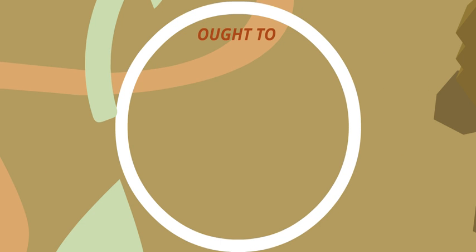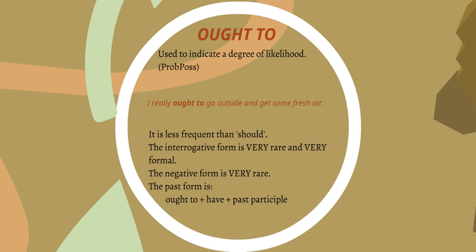Okay, the first of the marginal modal verbs, ought to. Ought to is a very strange one. Students find it very difficult to pronounce and to use. It's not that difficult. It's really like should. It indicates a degree of likelihood. "I really ought to go outside and get some fresh air." That's highly likely. It's less frequent than should.